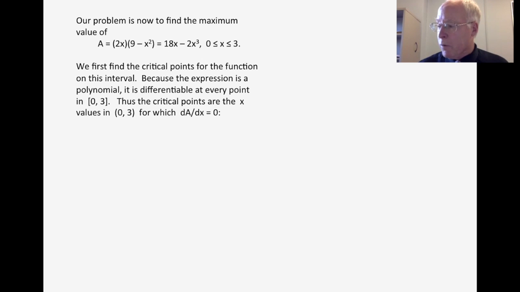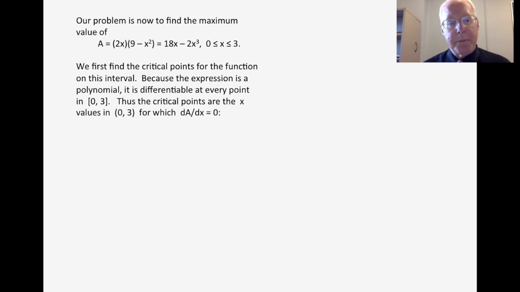So, move on. Our problem now, we've reduced it to finding the maximum value of A. We'll still use A for area. That's 2x times 9 minus x squared. We can expand that to get 18x minus 2x cubed, and we're only interested in x's between 0 and 3. So going back to 4.1, we want to find the critical points for this expression on this interval. And because this is a polynomial, it's differentiable at every point, so the only critical points are the x values in the interval 0 to 3 for which dA/dx equals 0.